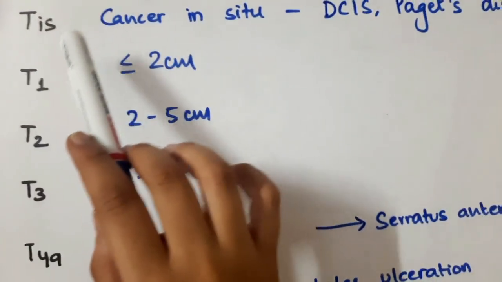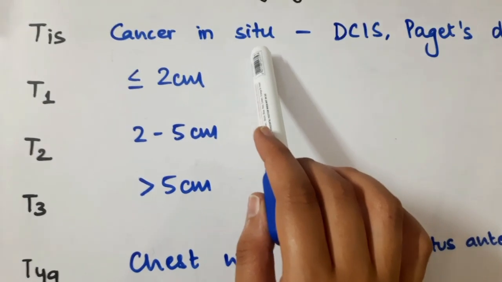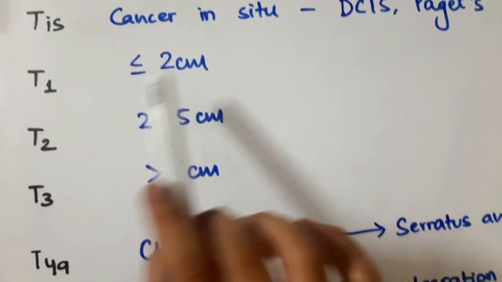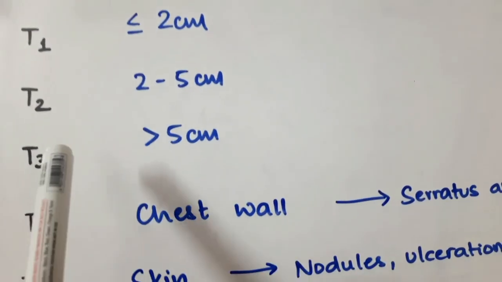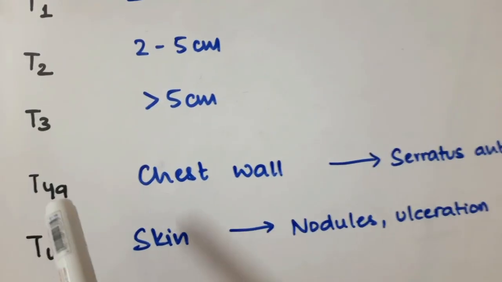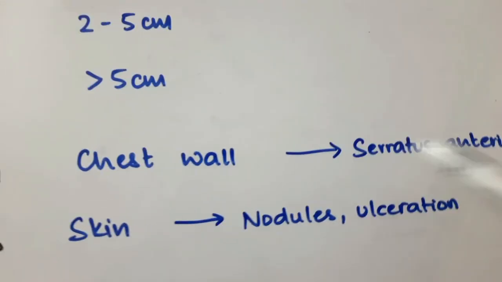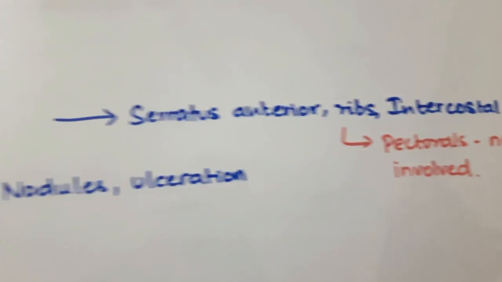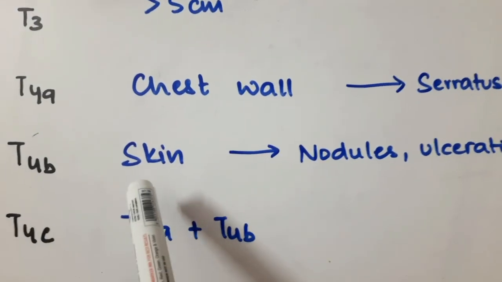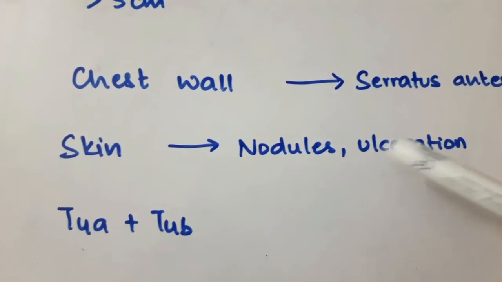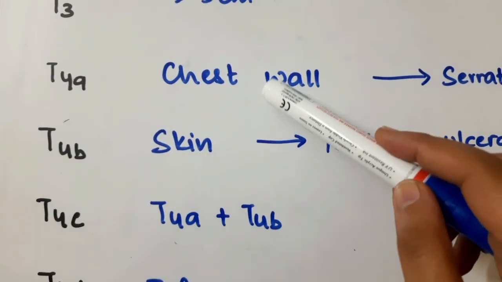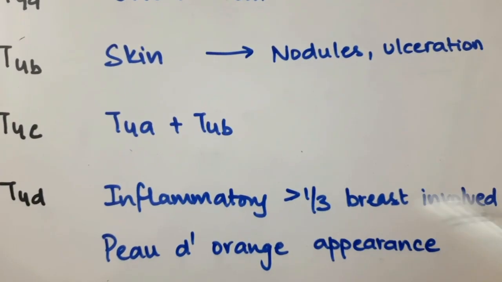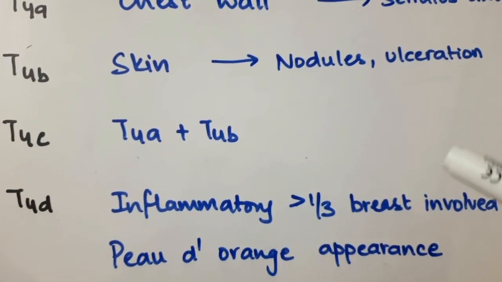So if we look at this again, TIS is cancer in situ, which includes DCIS and Paget's. T1 is less than or equal to 2 centimeters. T2 is 2 to 5 centimeters. T3 is more than 5 centimeters. T4A is a chest wall involvement including the serratus anterior, the ribs, and the intercostals, not including the pectorals. T4B is skin involvement, which will have nodules and ulcerations. T4C is both chest wall and skin involvement. And T4D will be an inflammatory cancer where more than 1/3 of the breast is involved or a peau d'orange appearance.